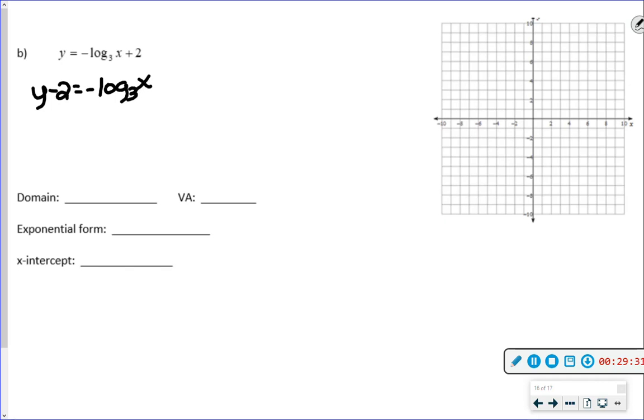And then I'm just going to switch all the signs to get rid of this negative in the front. So I'm going to make it -y + 2. So I have a little extra work. So my exponential form, don't let it scare you. The log's on the other side. It's normally left, but it can be wherever. Always start with the base.